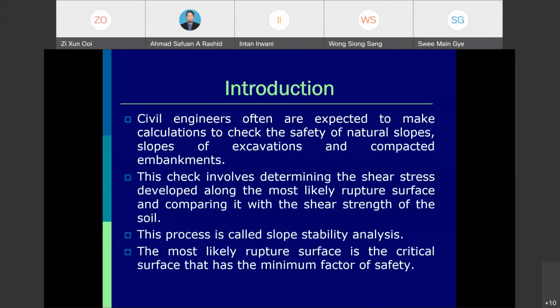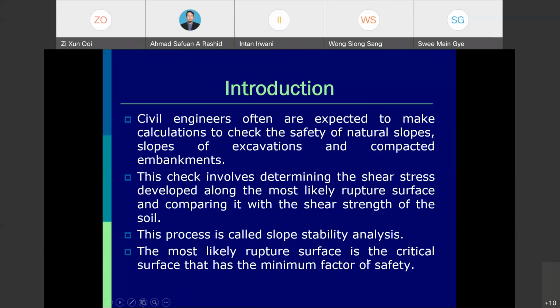Civil engineers are often expected to make calculations to check the safety of natural slopes, slopes of excavation and compacted embankments. This check involves determining the shear stress developed along the most likely rupture surface and comparing it with the shear strength of the soil, where the shear stress is related to the driving force, while the shear strength is related to the resisting force. This process is called slope stability analysis.